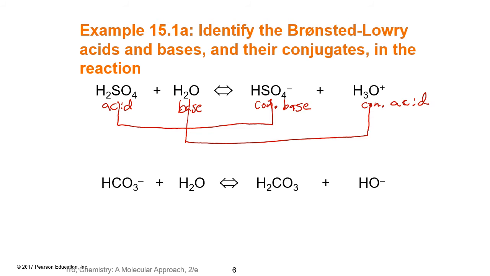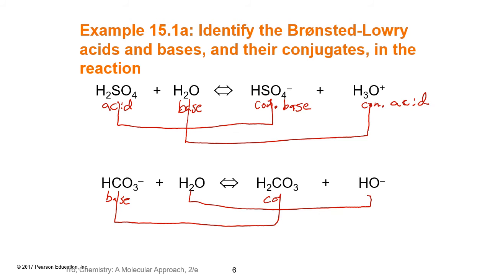Okay. All right, in our next example, again, we're looking at the substances that only differ by 1 hydrogen. So we're going to look at our hydrogen carbonate compared to carbonic acid, and water compared to OH minus. Now, our HCO3 minus has gained a hydrogen on the right side, so it's accepted it. So this is our base. That makes the carbonic acid our conjugate acid.